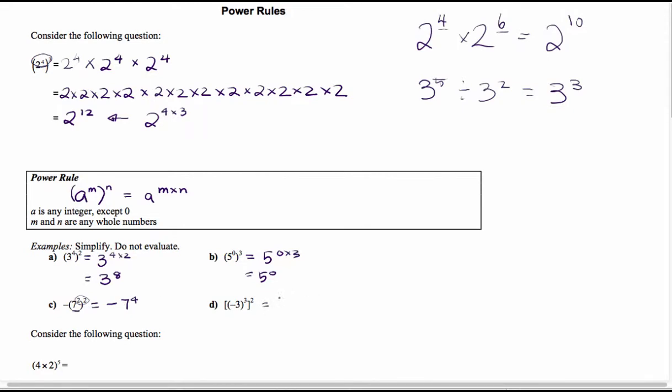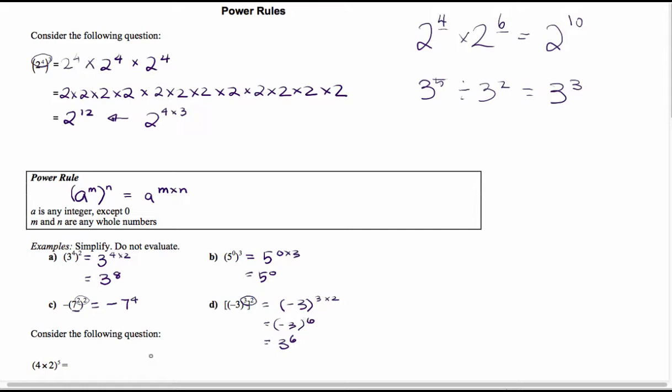Finally, D here, we have a negative 3 as our base. So the negative is included because it's inside the brackets, and it's raised to the power of 3, but that's raised to the power of 2, and so we multiply the 3 times 2 together, giving us negative 3 all to the power of 6. But we can simplify that a little bit further because we remember the rule that if we've got an even exponent with a negative base, it's a positive value, and it's simply 3 to the power of 6.